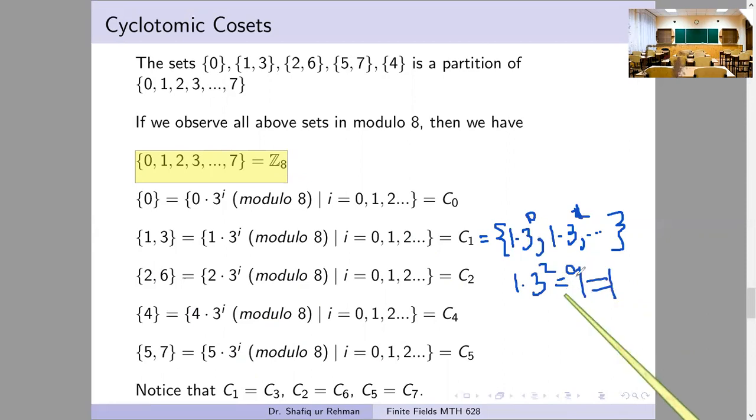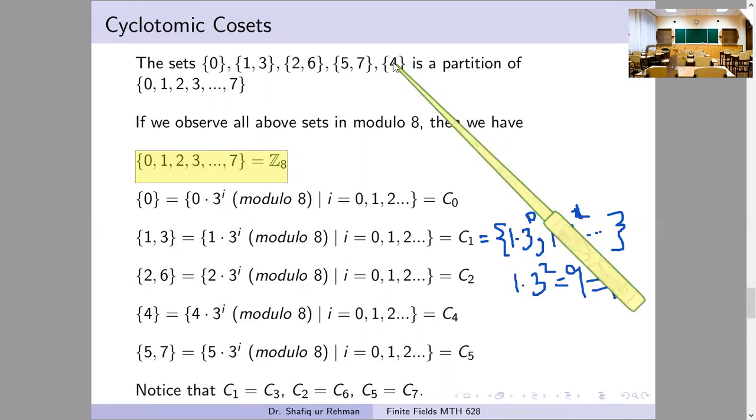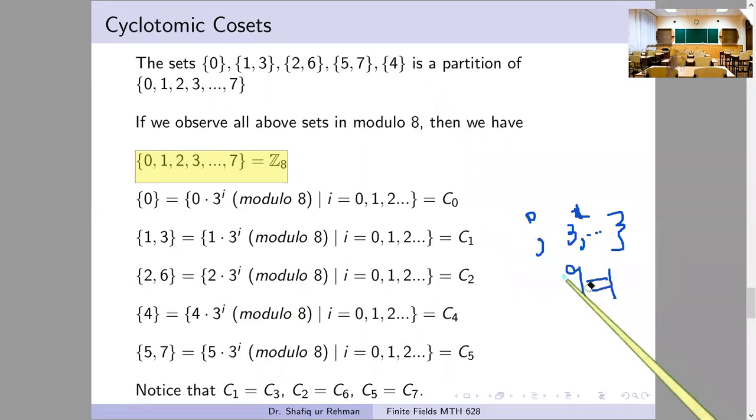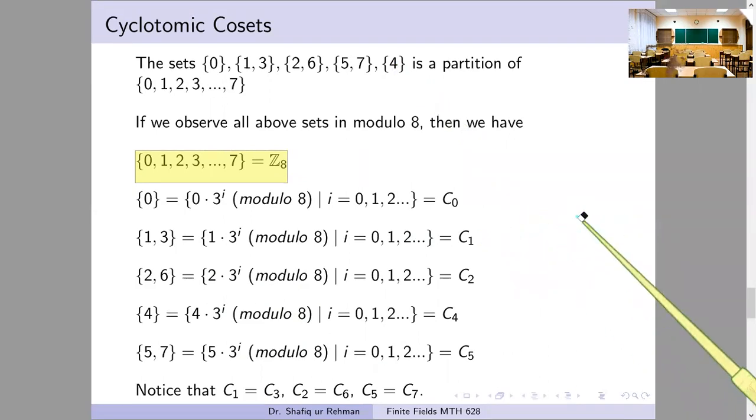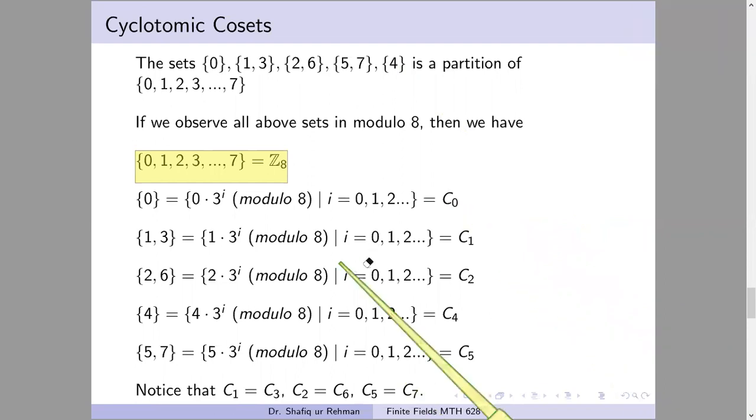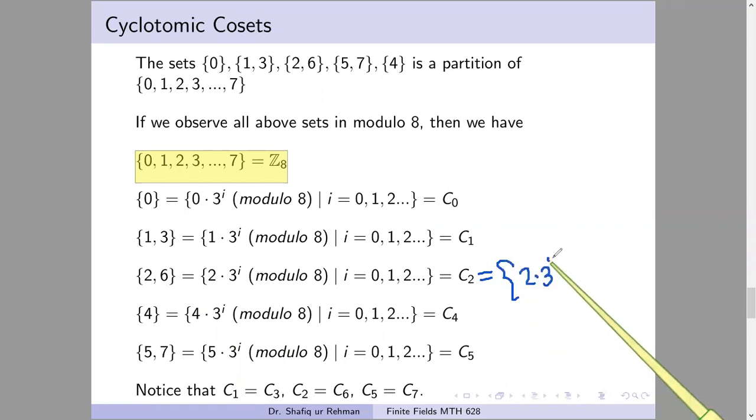So after that repetition starts, so we stop here. Similarly, in this set, similarly in this set, this set 2 and 6, which consists of 2 and 6, can also be defined by C2, and it consists of elements of this type: 2 into 3 power 0, 2 into 3 power 1, and so on.